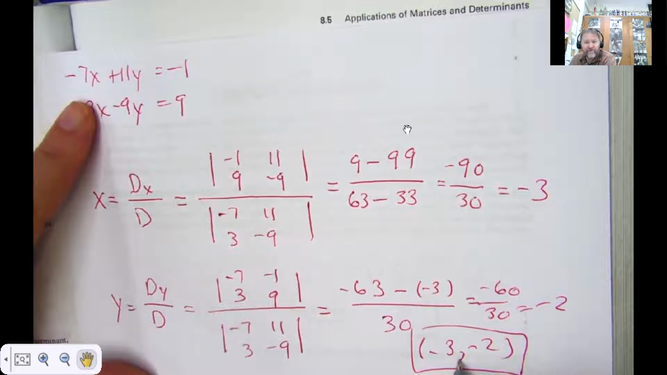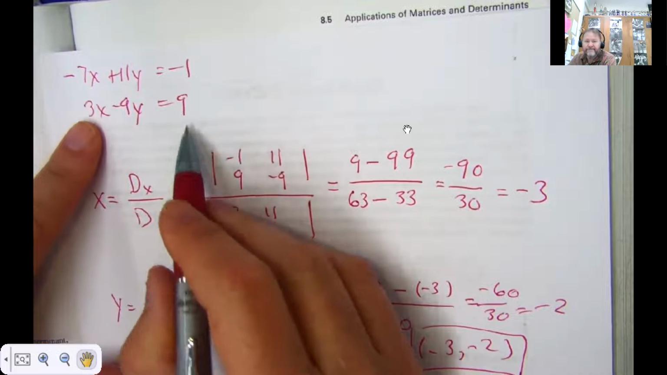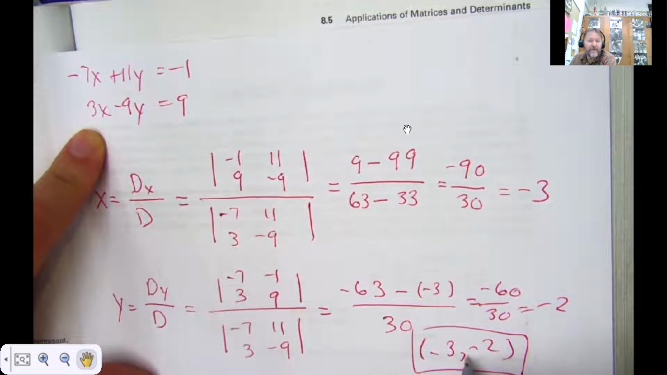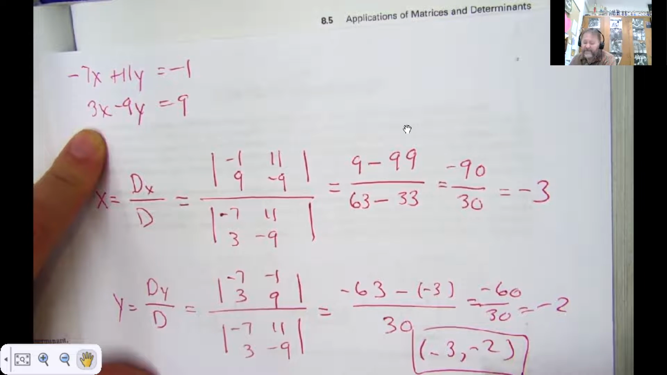Like I'm going to put a negative 3 in for x and a negative 2 in for y. I get 21 minus 22. That works. That's negative 1. And if I put a negative 3 in, it's got to work for both, though, for it to be a solution. If I put a negative 3 in for x and a negative 2 in for y, I get negative 9 plus 18. That would be positive 9. So this is the solution.